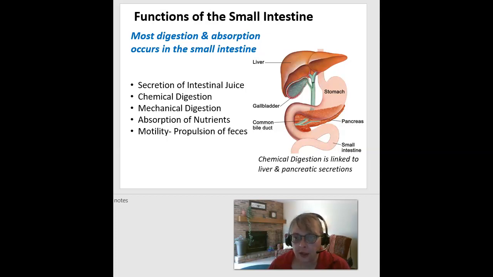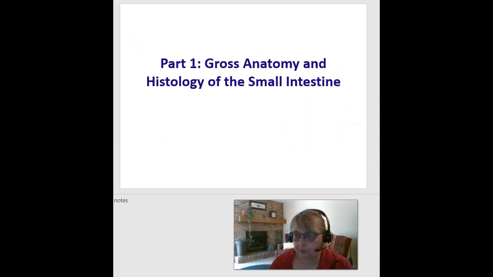The other things that are included in these two processes that the small intestine is involved with include secreting intestinal juice and moving the feces, or the waste products after digestion, along the length of the small intestine to the large intestine. So we'll start with the gross anatomy, and then we'll do the histology.